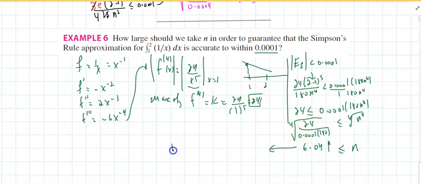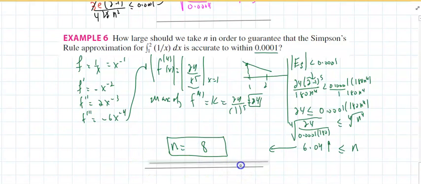Can you guess what n is going to equal? And why is it 8? Because if you use the Simpson's rule, n must be even. Always.